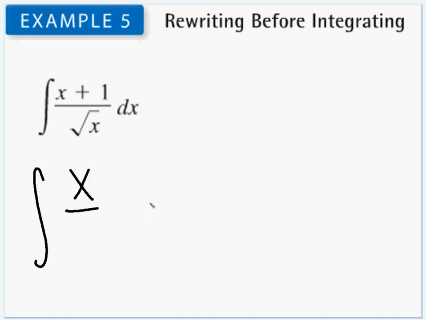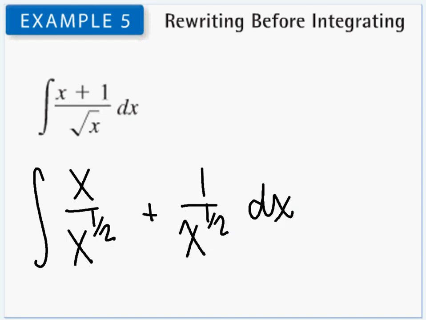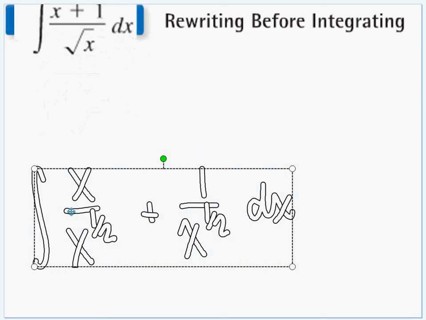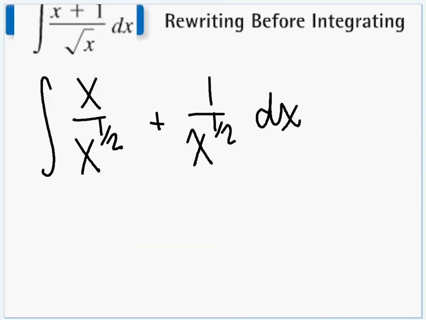We have an x and a plus 1. Let's give them each their own x to the half denominator. X to the half, x to the half. Put my dx on there. Okay, so now we've broken it into 2 more bite-sized chunks. Let's simplify each chunk and get it ready to derive.